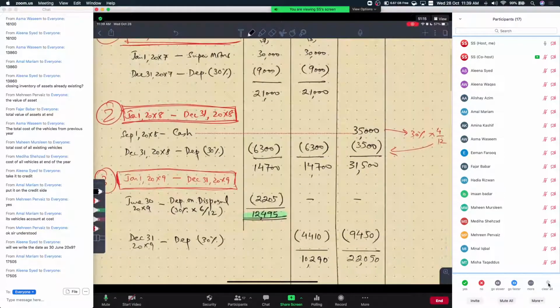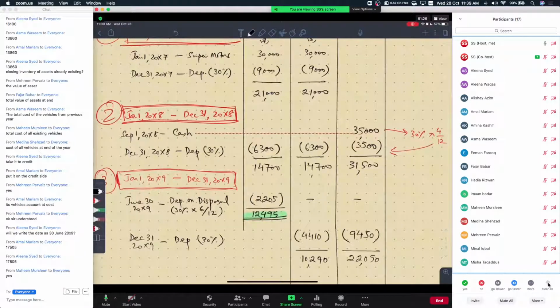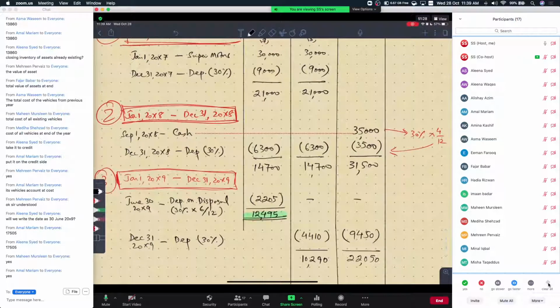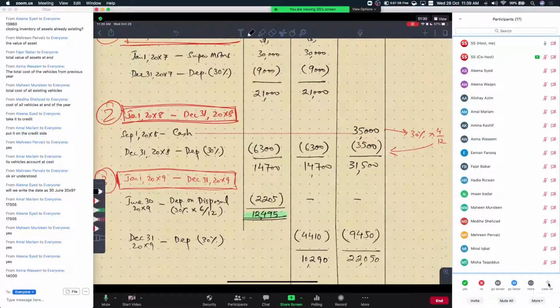मेरे पास book मैंने पीछे रख दी है. Was it $14,000? Yes. I need to open the page again. So if you can tell me, looking at the book, you sold van one for $14,000? Yep. Thank you, Maheen. Thank you, Amal. Thank you, Alina.